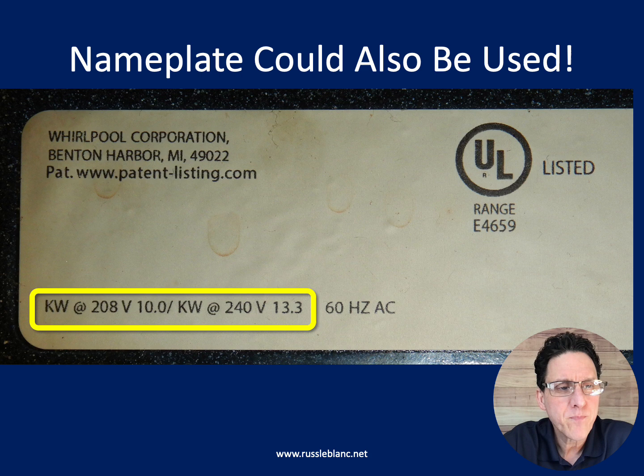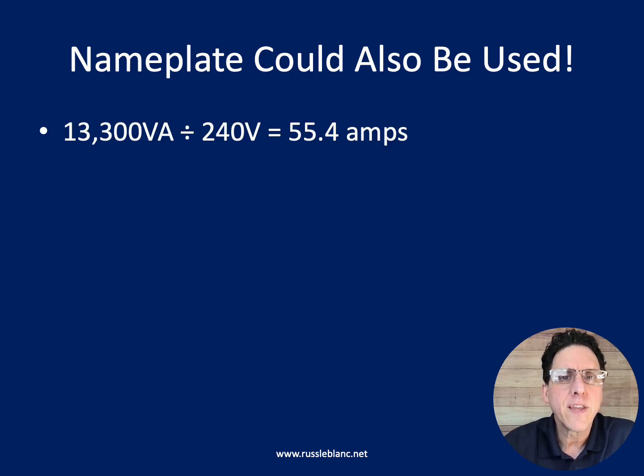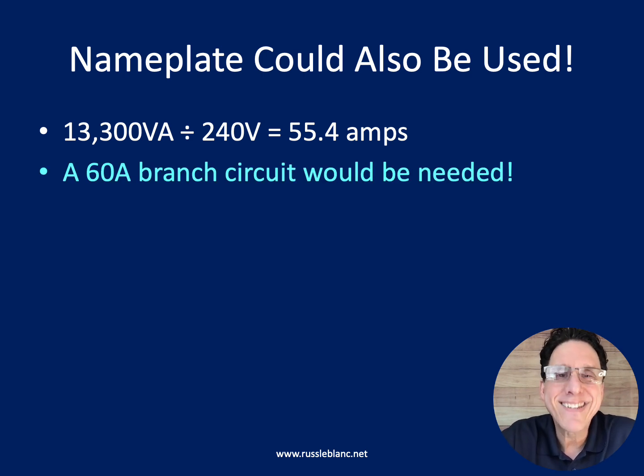Okay, there it is. It says it's at 240 volts, so that means the nameplate would be 13.3 kilowatts, and we would have to use that whole value, the whole 13.3, to figure out the branch circuit if we want to, right? And that math would look like this. The nameplate was 13,300 volt-amps, or 13.3 kilowatts. If we divide that by the system voltage of 240, that gets us to 55.4 amps. That means a 60 amp branch circuit would be needed.